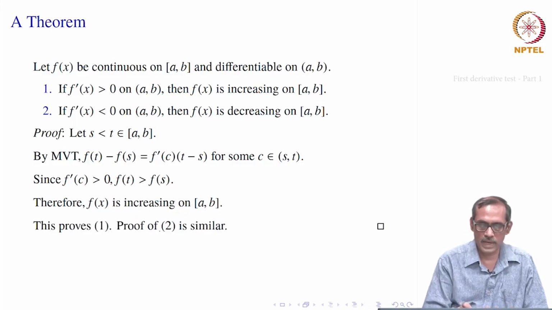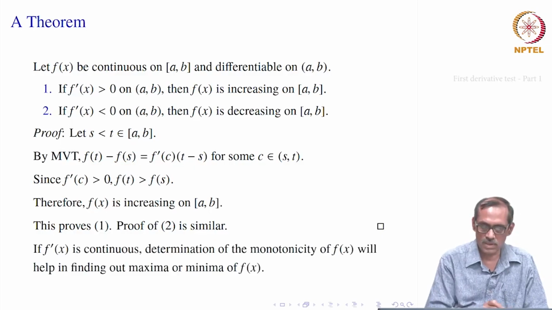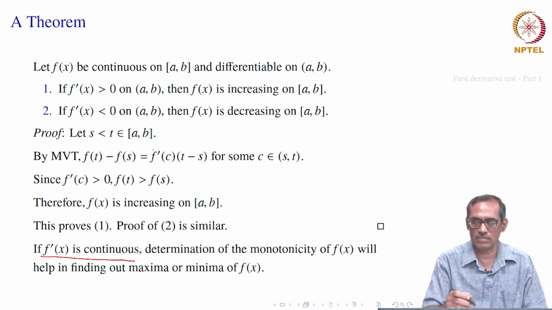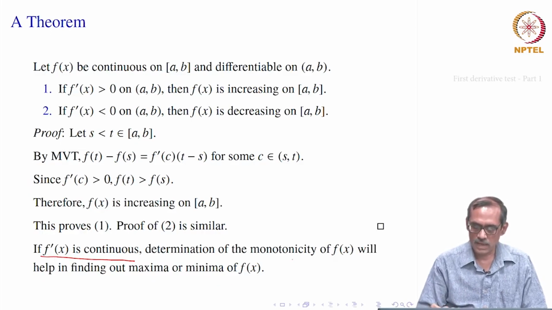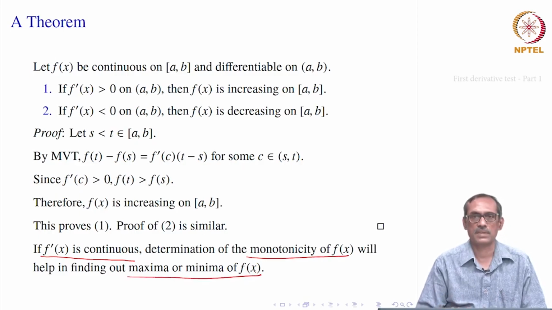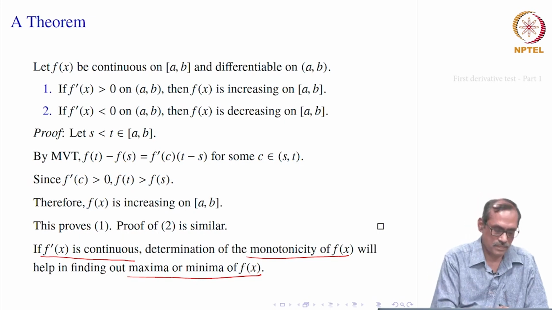Now, similarly, if you take the other one, f prime x is less than 0, again from the mean value theorem, you will see that f prime c is negative, this is positive. So, the right side is negative, therefore, f t is less than f of s and f is decreasing. So, this is easy, but there is another thing. We have not assumed continuity of f prime anywhere. In addition, if it is continuous, then it will help us in finding out the maxima and minima of the function. So, we will see soon.